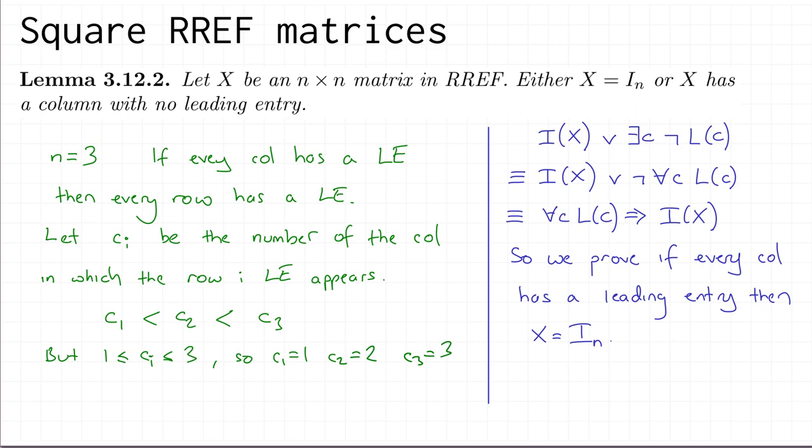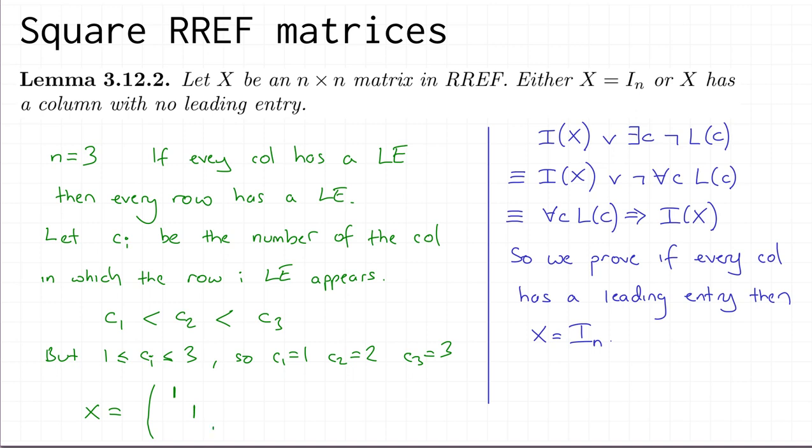Okay, so let's draw this matrix now. What does this matrix X look like? X looks like this. It has the column in which the row 1 leading entry appears is column 1. So I've got a 1 here. And the column in which the row 2 leading entry appears is column 2.